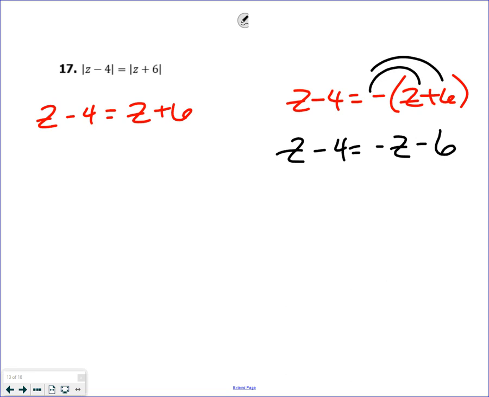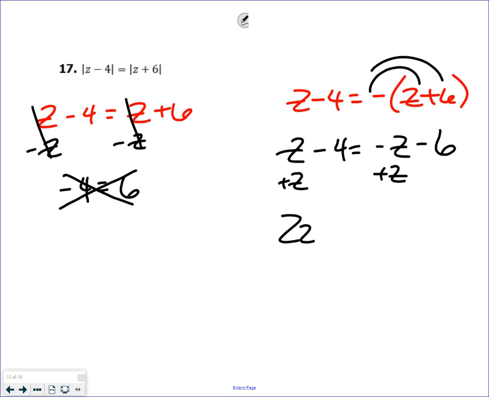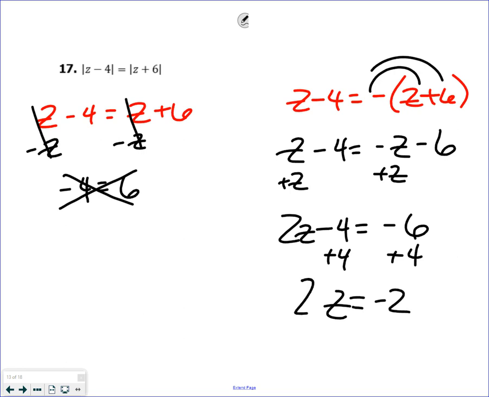So now, solving, I'm going to subtract z from both sides. Z's cancel. Ultimately, what that means is this one doesn't work. Add z to both sides. 2z minus 4 equals negative 6. Add 4, and divide by 2. Z is equal to negative 1.